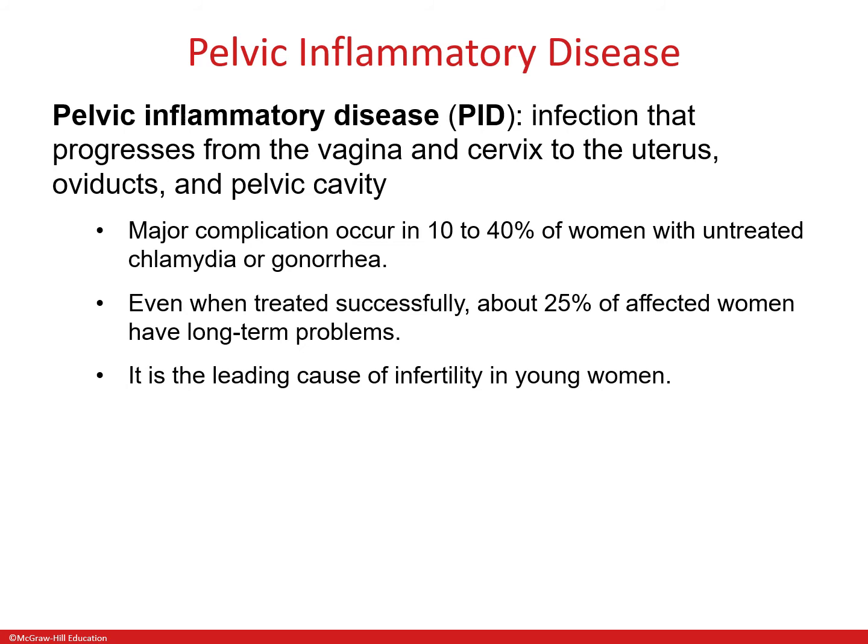If it's treated successfully, about a quarter of the affected women will have long-term problems, such as continuing susceptibility to infection, ectopic pregnancy, which is when an egg implants outside of the uterus in an incorrect location, infertility, and also chronic pelvic pain. It's the leading cause of infertility in young women, and an estimated 2.5 million American women ages 18 to 44 have been diagnosed.